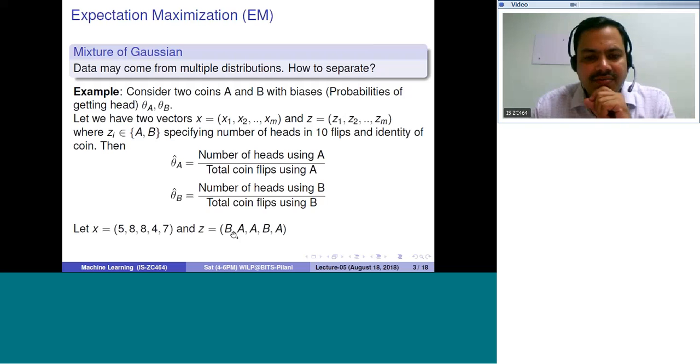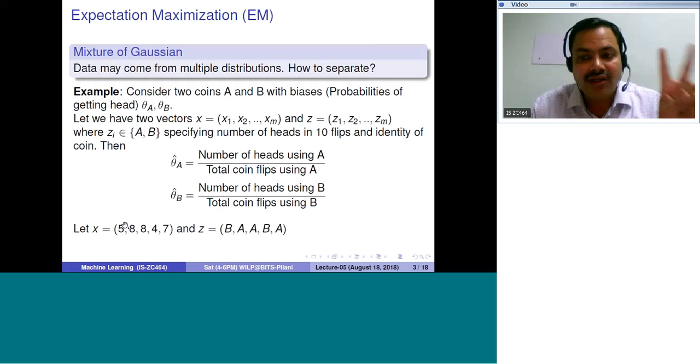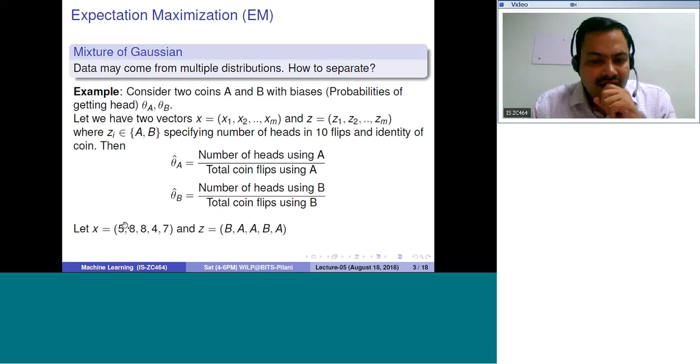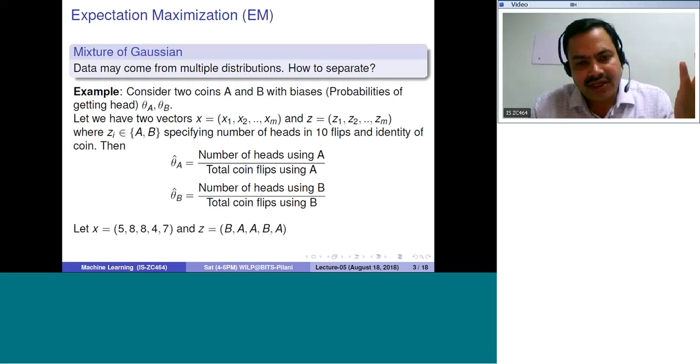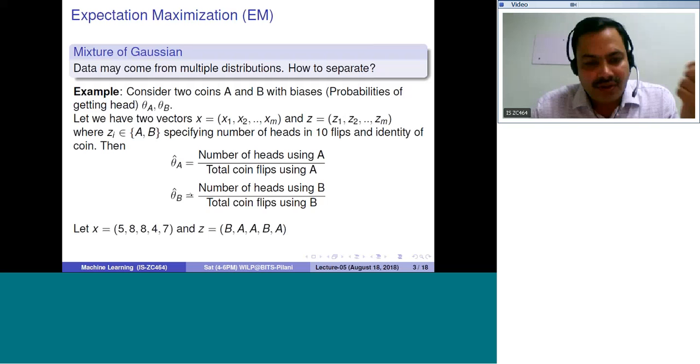The problem in hand is that I know there are 2 coins, but nobody is telling me which particular coin has been used where, in which particular trial. It's my job to estimate the probability of getting head with A and the probability of getting head with B. This is my target, and to fulfill that target somehow we have to find out this also.